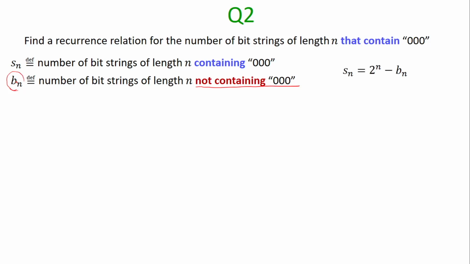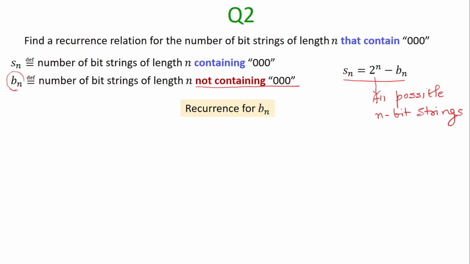Now it's easy to see that as per the definition of S of n and B of n, the nth term of the S sequence is nothing but 2 to the power n minus B of n. This is because 2 to the power n denotes all possible n-bit strings, which include those that have an occurrence of 000 and those that do not. And you subtract from them all the strings which do not have an occurrence of 000. You will get the number of strings of length n which have an occurrence of 000. So our goal now boils down to finding a recurrence condition for the B sequence.